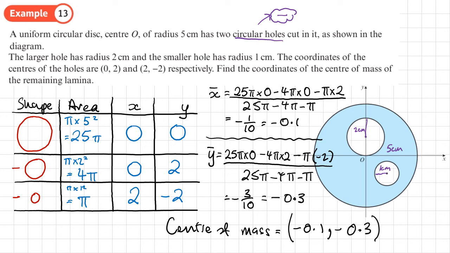We'll have a look at that on the diagram, to see if that makes sense. We're saying negative 0.1, so across this way a bit, and minus 0.3, down a bit, which makes sense because these holes are subtracting from the center of mass. We expect it to move away from the holes, so it's going to move down, away from this hole, and it also moves across a bit, away from the other hole. So it does make sense for the center of mass to be over here, because the holes are taking away from the mass. That seems like a sensible answer.